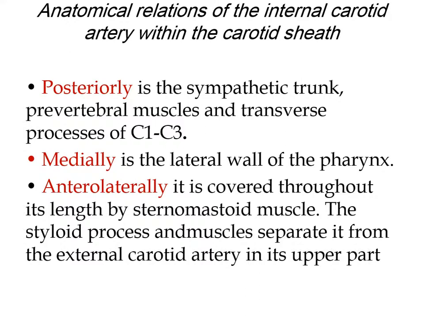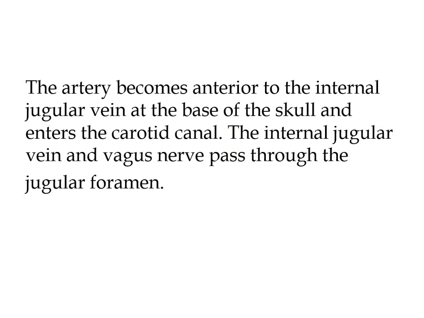Anatomical relations of the internal carotid artery: posteriorly, the sympathetic trunk. Medially is the lateral wall of the pharynx. Anterolaterally it is covered throughout the length by the sternomastoid muscle, and the styloid process and its muscles separate it from the external carotid artery in its upper part. The artery becomes anterior to the internal jugular vein at the base of the skull. The internal jugular vein and the vagus nerve pass through the jugular foramen into the cranium.